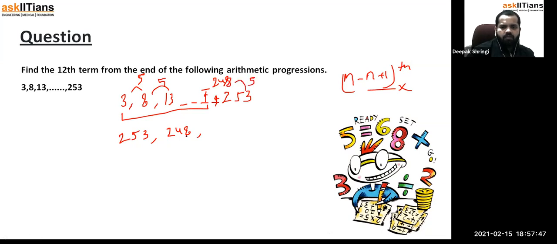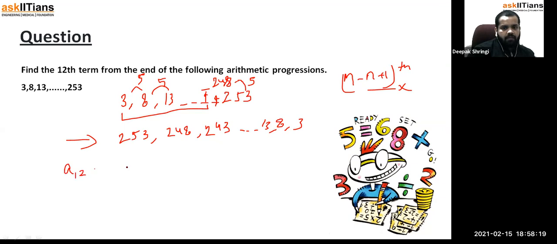So just reverse the AP: 253, 248, then subtract 5 more, then it will be 243, right? And your last one will be 8, then 3. What I have done is nothing but just reverse the AP. So the question asks for the 12th from the end. Your 12th from the end will be your 12th from the beginning in this reversed AP, right? So 12th from the beginning.